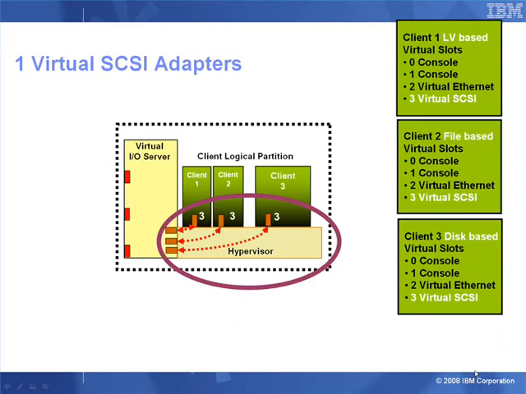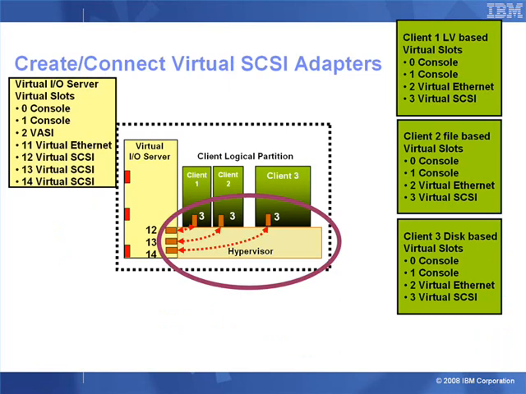So we're going to demonstrate three different clients to demonstrate the three different sorts of virtual disks that we can connect up. But in all cases, it's the virtual slot 3 that we're going to use for the SCSI adapter. But for the virtual I/O server, its virtual slots start at 11. That will be used for the Ethernet, and we'll need one virtual SCSI adapter for each of the clients. So they'll be numbered 12, 13 and 14.